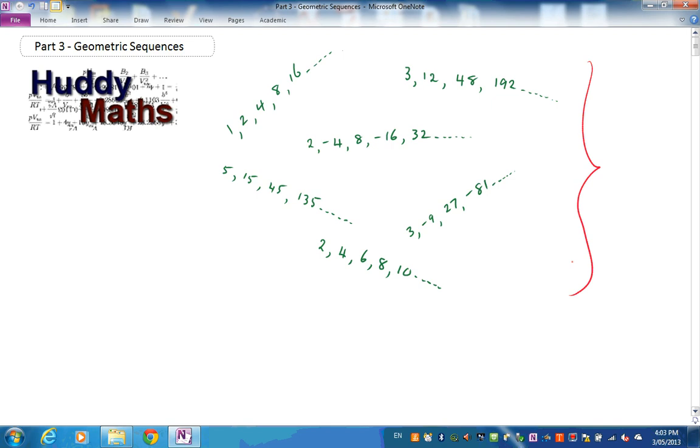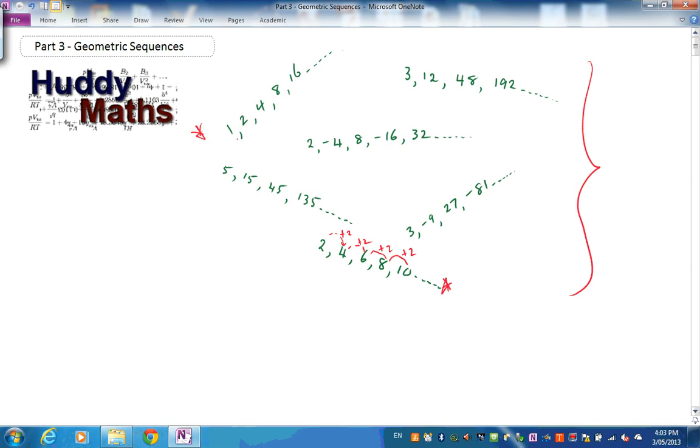Okay, let's have a look at them. This was the odd one out down here because this is arithmetic. We've got a common difference happening here. Can you see it? A common difference. And all the others are slightly different. Let's go and look at the one up the top here.